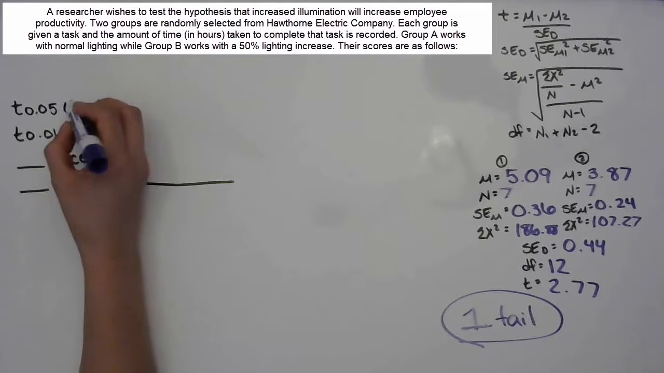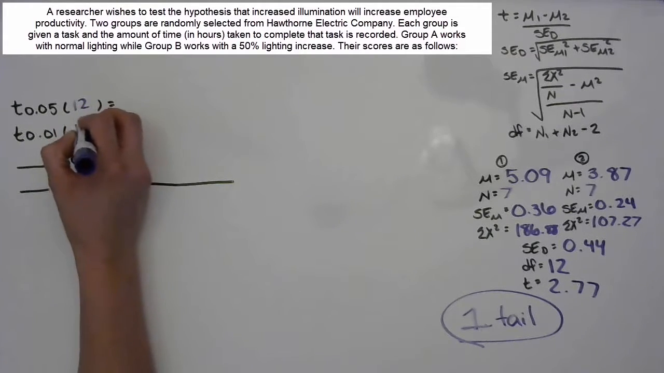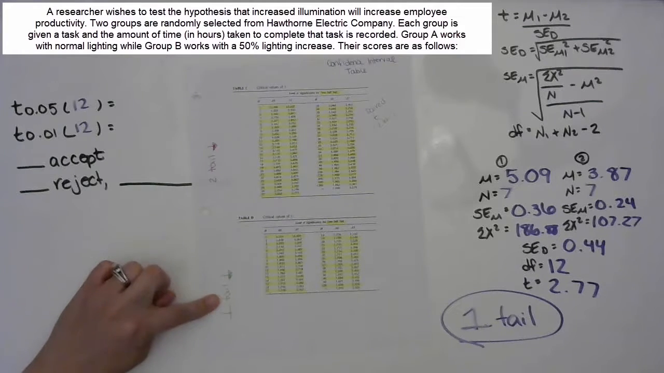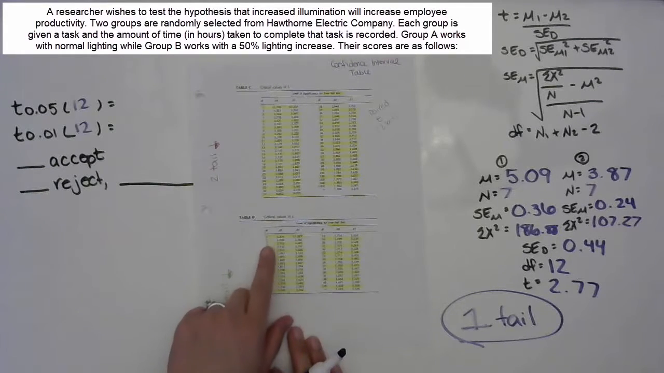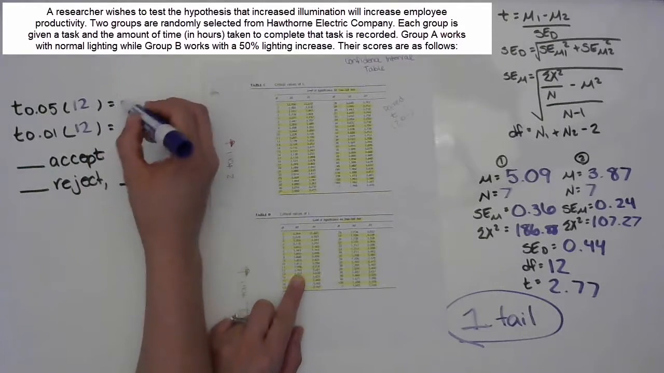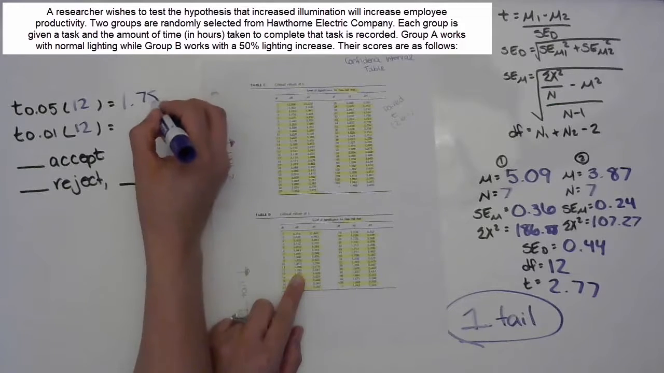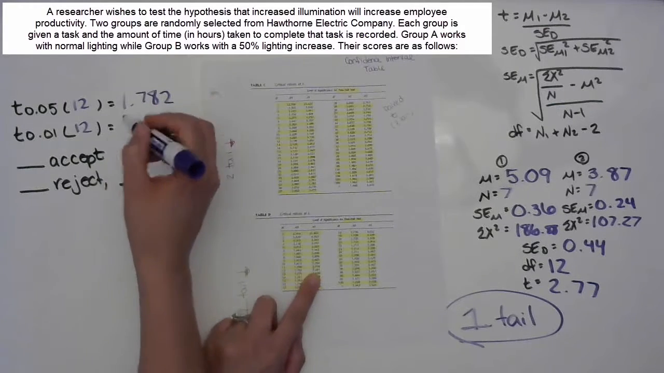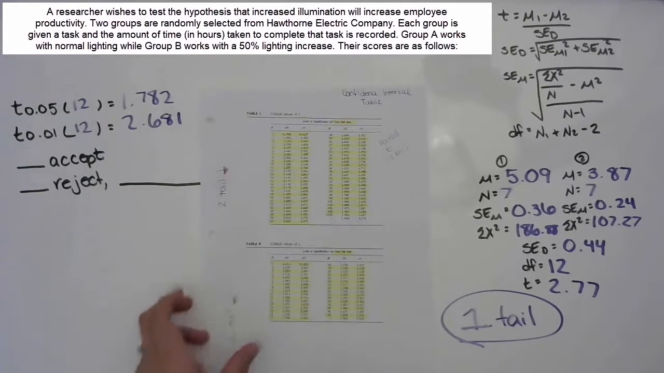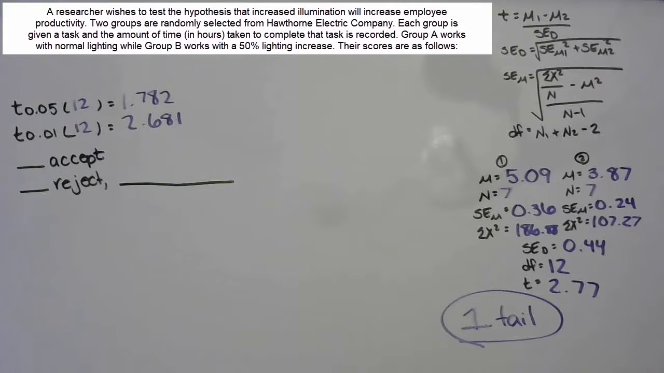Okay, so we calculated a degrees of freedom of 12. So that goes in here. Now we're going to pull up our critical values of t table, and we are going to use this one down here on the bottom because that is for a one tail. So for our 0.05 level, we go down to 12. For our 0.05, we have 1.782, and for the 0.01, we have 2.681.